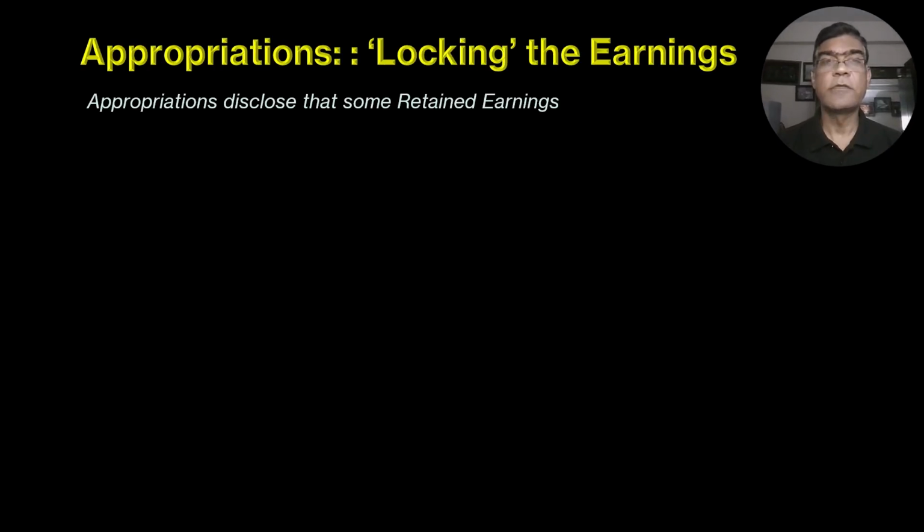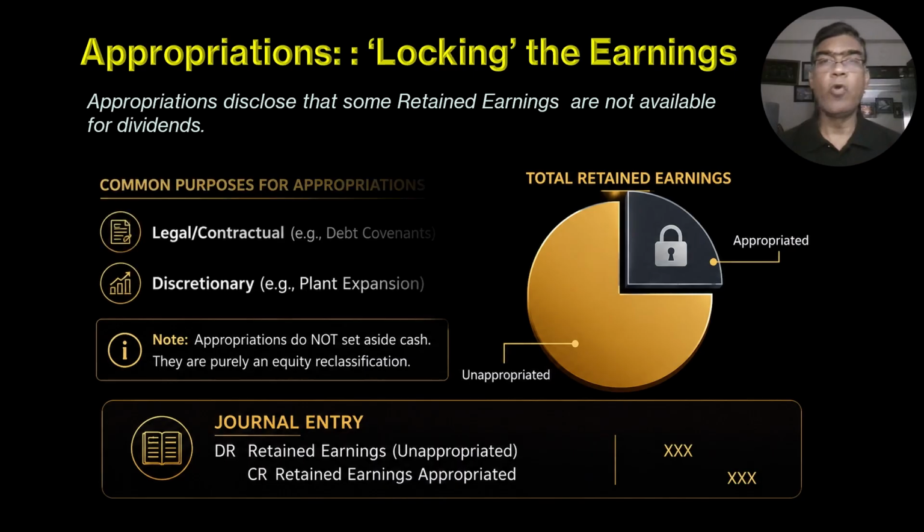Appropriations, locking the earnings. Appropriation represents a way to lock part of retained earnings, signaling that certain amounts are not available for dividends. They serve as a disclosure, not a cash reserve, showing management's or contractual restrictions on how retained earnings can be used. There are two main types: legal or contractual appropriations, such as those required by debt covenants; and discretionary appropriations, made voluntarily for purposes like plant expansion or future projects. It's important to note that appropriations do not set aside cash, they simply reclassify equity within retained earnings.